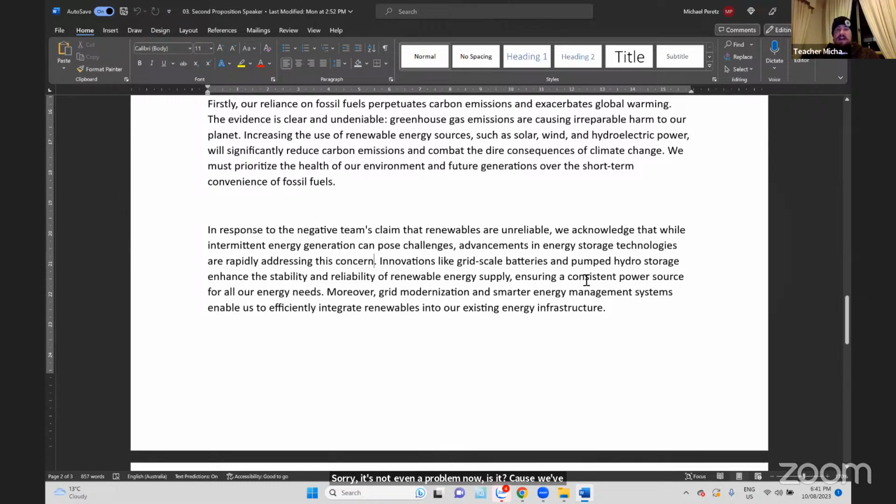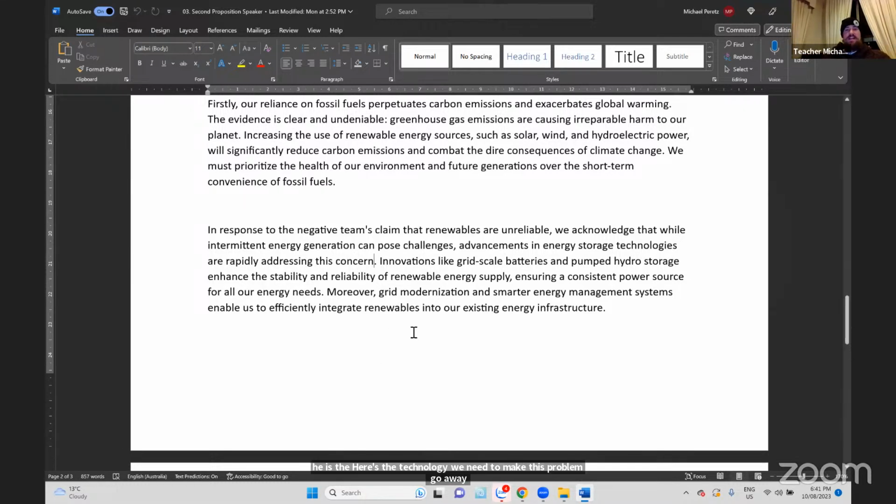It then goes on to provide examples. So innovations like grid scale batteries and pumped hydro storage enhance the stability and reliability of renewable energy supply, ensuring a consistent power source for all our energy needs. So again, they're saying, well, you've said that this can be unreliable, but here's the technology we need to make this problem go away.